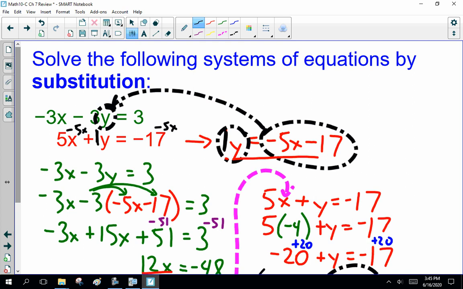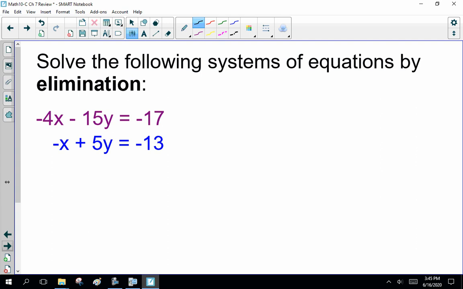Now, there is one more way to solve these. I'm going to show you. Elimination. Now, elimination is when you add the equations together and something cancels out. So we're looking for equal and opposites. Now, is minus 4 equal to an opposite minus 1? No. Is minus 15y equal to an opposite plus 5y? Well, they're opposite, but are they equal? No. Can I make them equal? Yes.